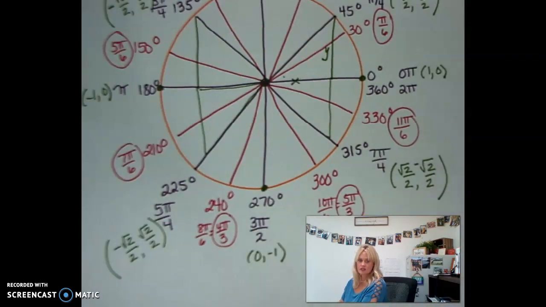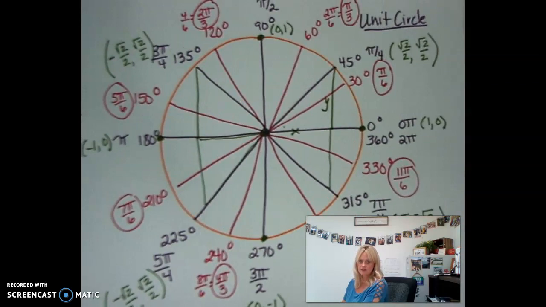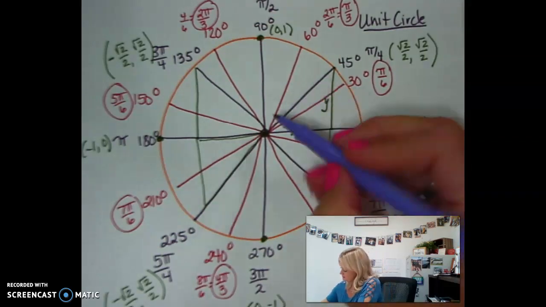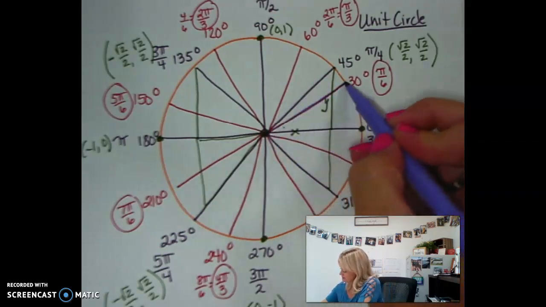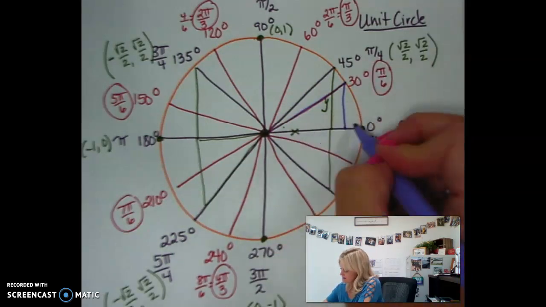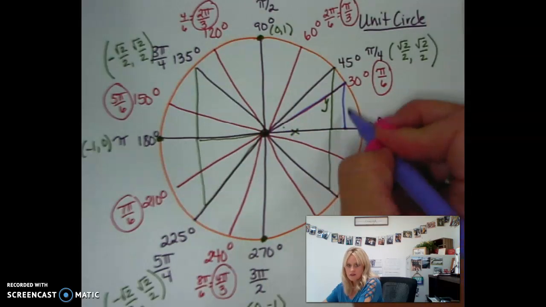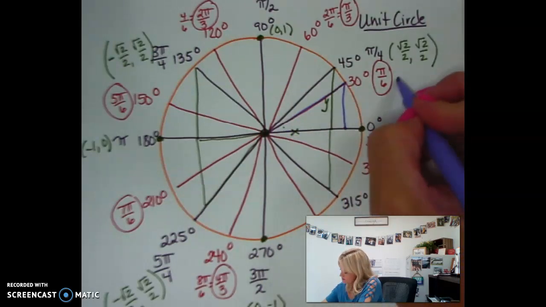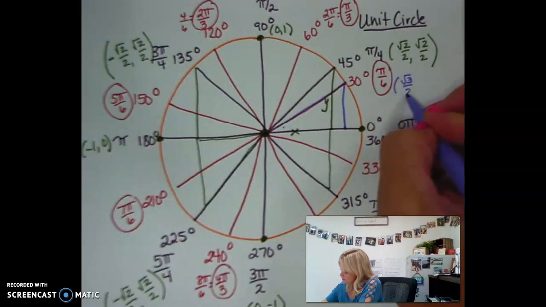Now, the last triangles are combinations of 30, 60, 90-degree triangles. It just depends on where the triangle lies and which part is longer than the other. So if you look here, this is a 30, 60, 90-degree triangle. X is much longer than y. So we have x is the square root of 3 over 2, where y is a half.